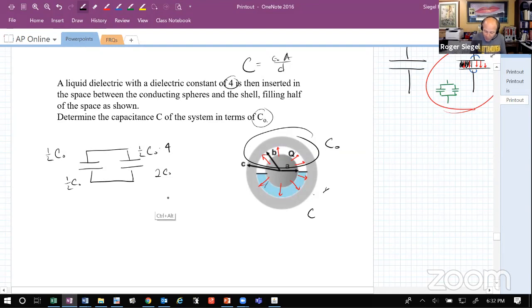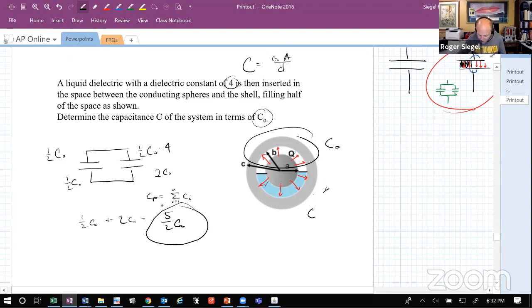And if you remember, when we have capacitors in parallel, the capacitance is the sum of all the capacitors, with i going from 1 to n. So I just add them up. And so this is 1/2 C0 plus 2 C0, and that's going to be 5/2 C0. Look at that.